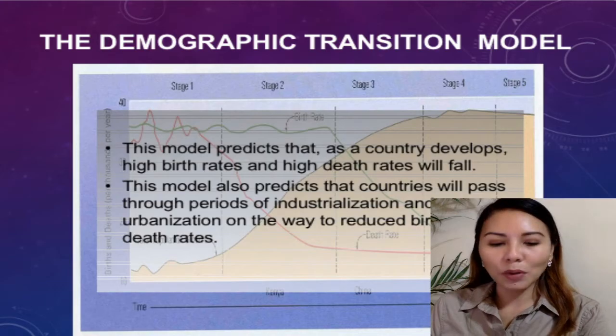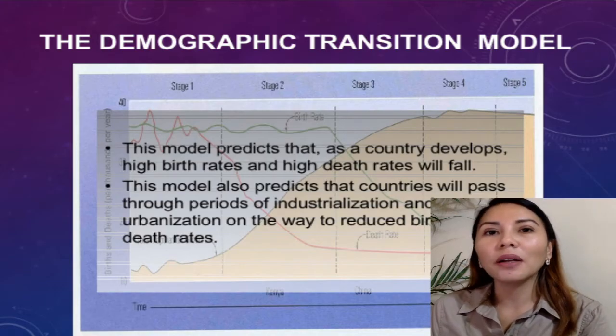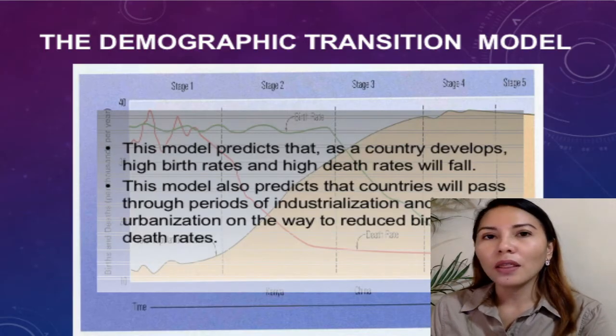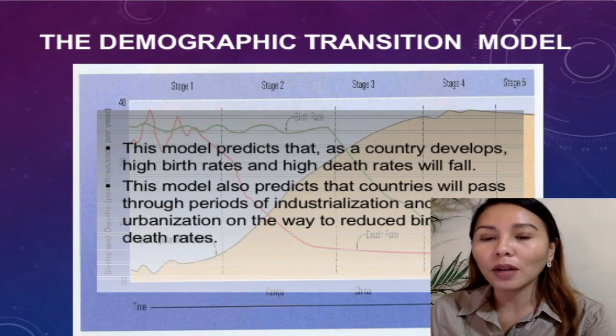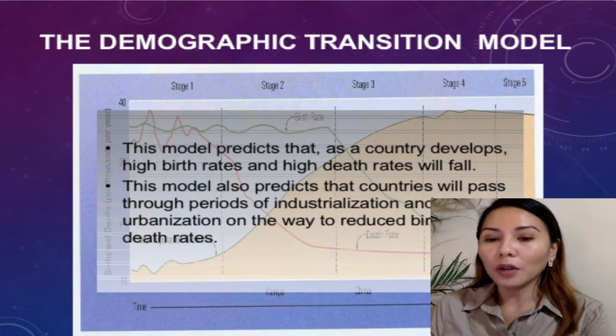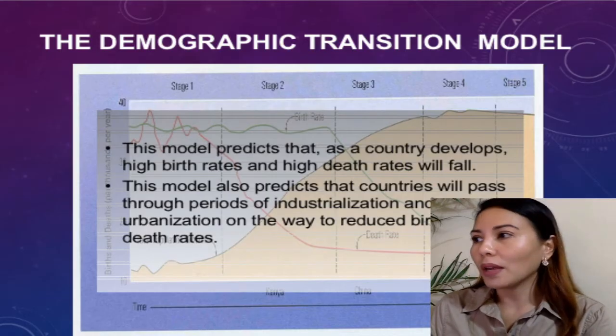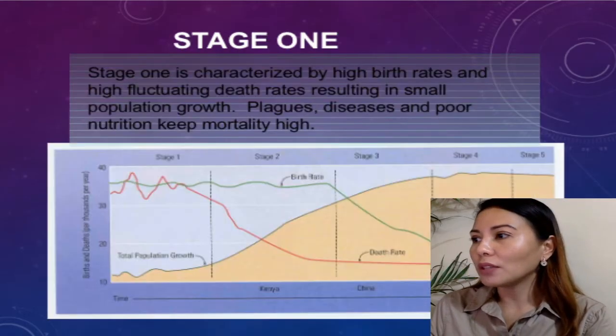Next is the demographic transition model. This model predicts that as a country develops, high birth rates and high death rates will fall. This model also predicts that countries will pass through periods of industrialization and urbanization on the way to reduce birth and death rates. So there are 5 stages.